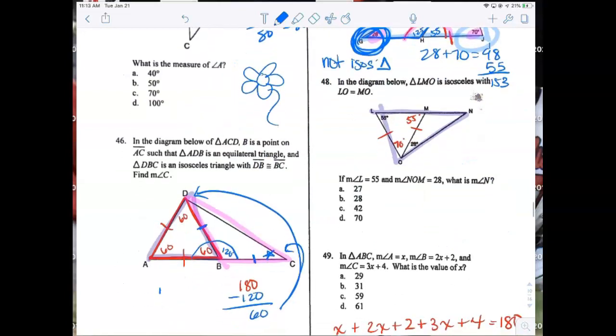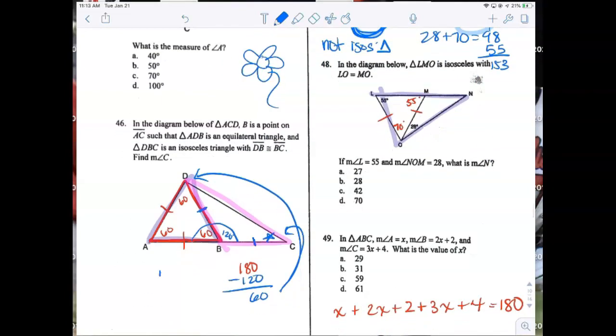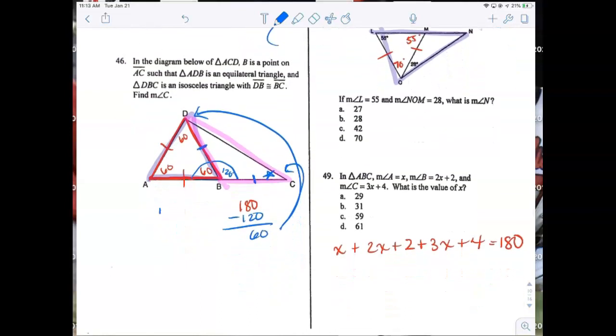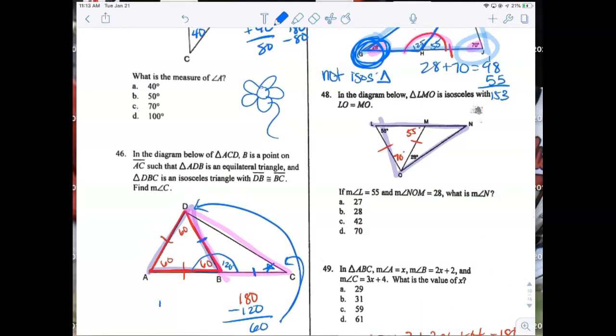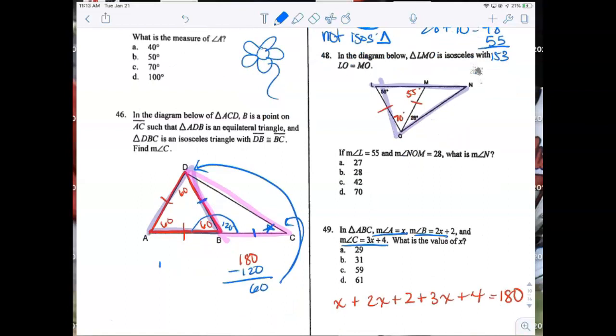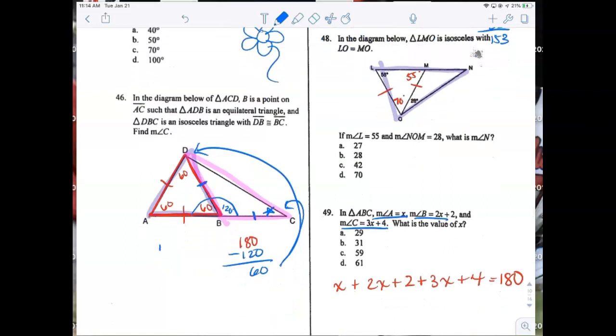And then last but not least, this is the same idea again, number 48. So our answer choice is going to be A, 27 degrees for the measure of angle N. And then if we look at number 49, you have three angles. All three angles should add up to 180. So I'm going to add them all up, set them equal to 180, solve for x, and get x is 29, choice A. 29 is my favorite number.